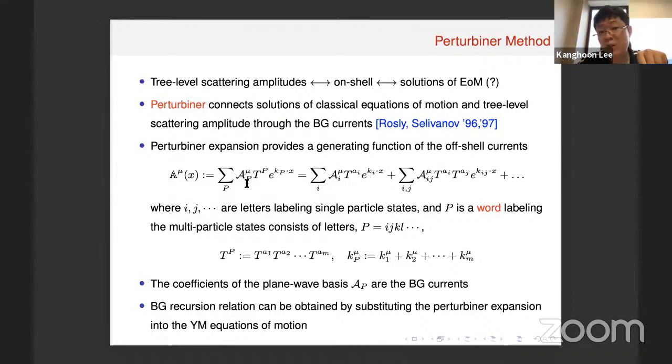And here P is the words and IJ is letters, and P is labeling the multi-particle indexes, and IJ is the particle number. And interestingly, these coefficients turn out to be the Berends-Giele currents. So it's a kind of generating function of Berends-Giele off-shell currents. And then the recursion relation can be obtained by substituting these fields into the equation of motion. So this is another way of obtaining the amplitudes.